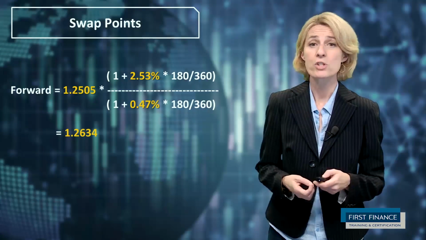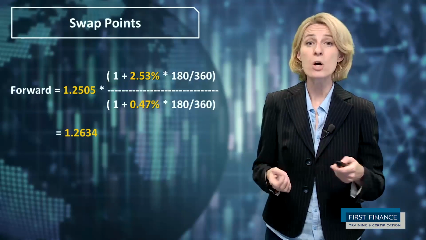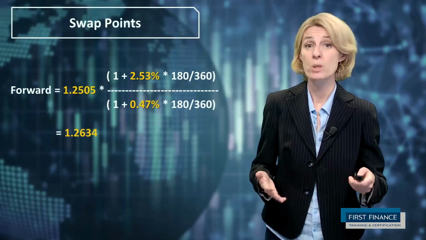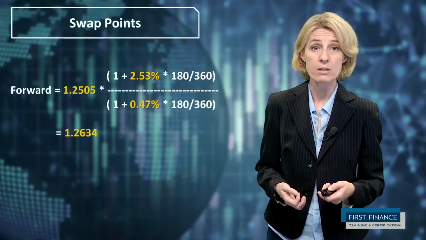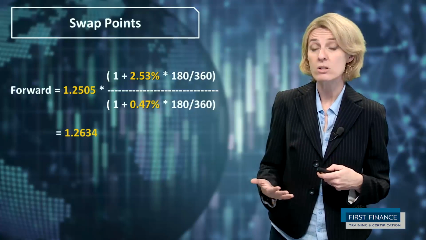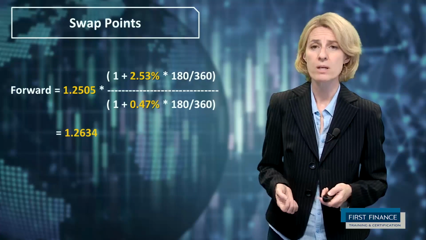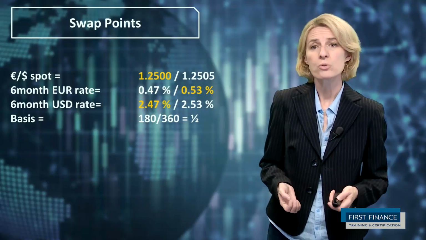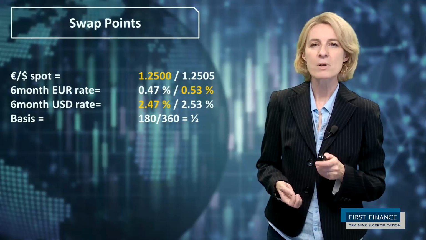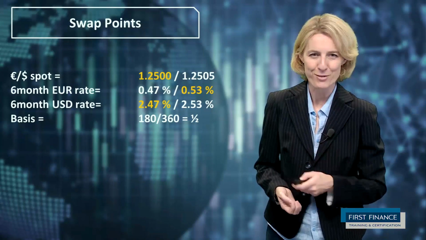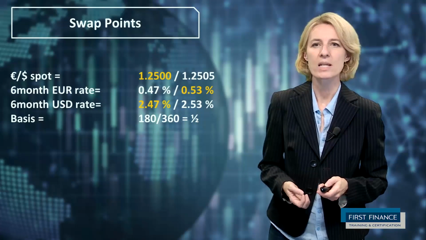It's not that the bank wants to charge the euro at the highest possible price to the customer, but this is the result of the 3 operations that will be done for the bank at these 3 prices. Equally, we can see that for a European importer of products in dollars, who would then need to buy dollars and sell euros forward, the calculation will be done with the other sides of the spread. So they would use the euro-dollar spot rate of 1.25, the 6-month euro rate of 0.53%, the dollar 6-month rate of 2.47%, and the basis of 180 over 360.